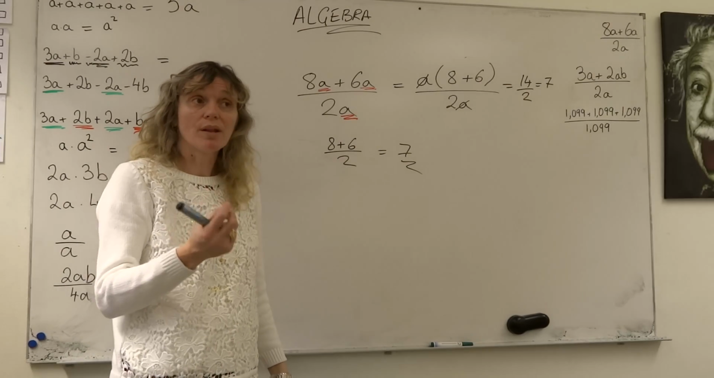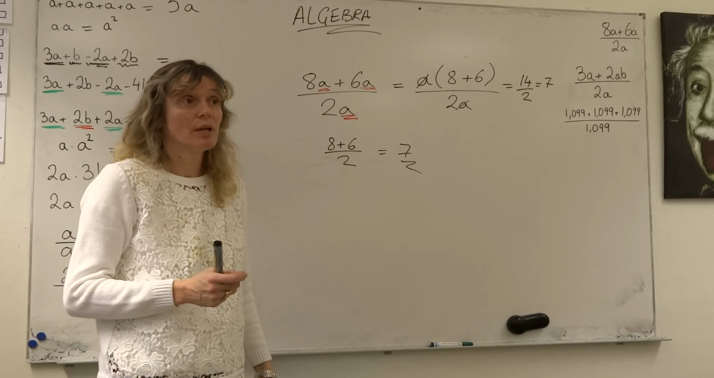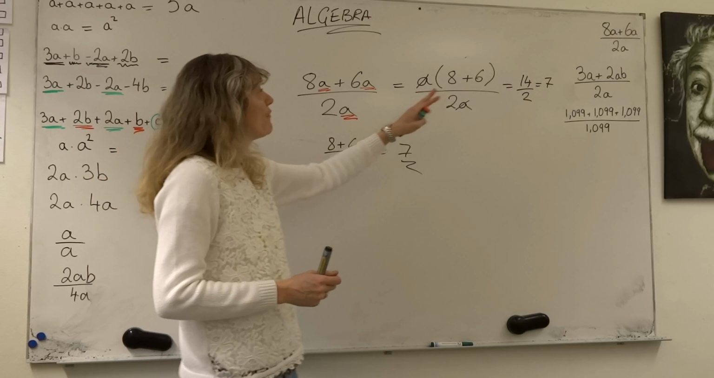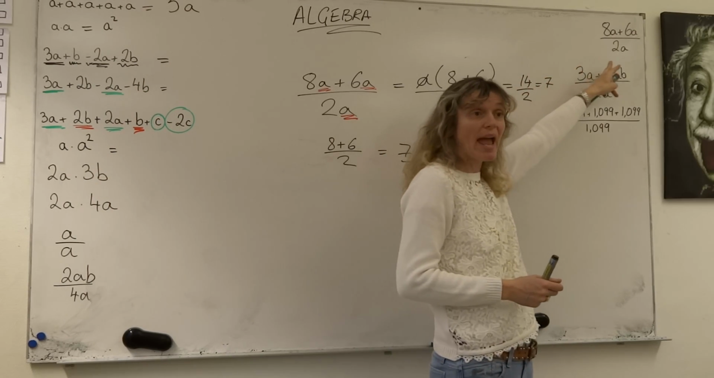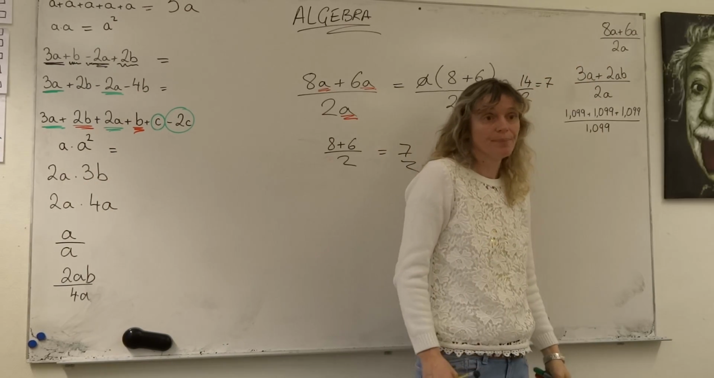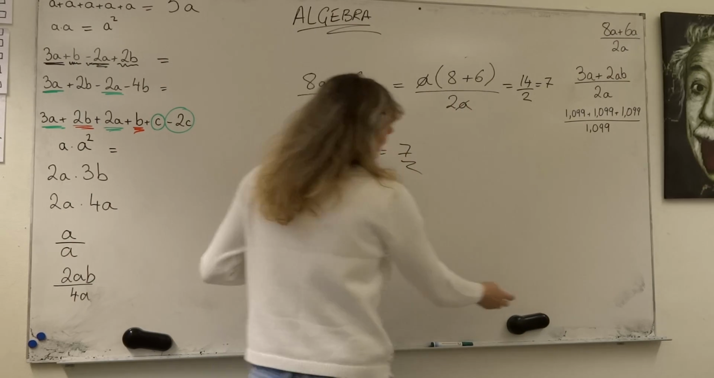And this is one of the things that they really want you to look out for. It's when you can convert a variable expression with lots of a's into a real number. Okay, let's look at another one then.